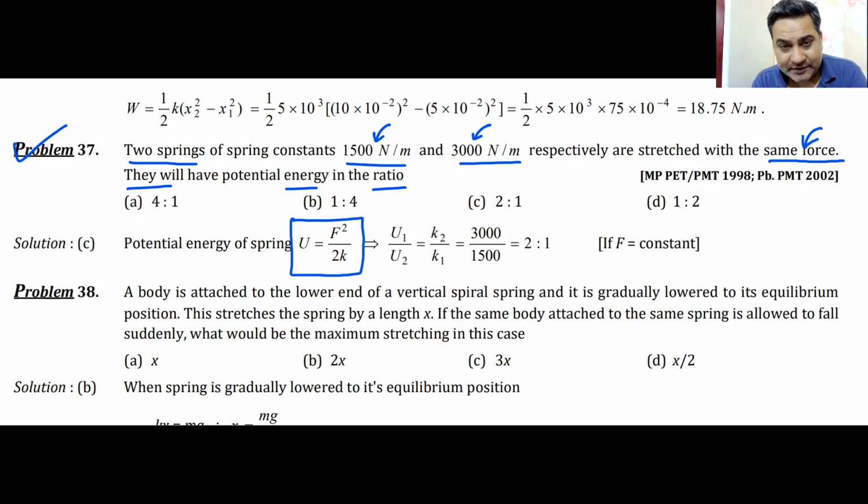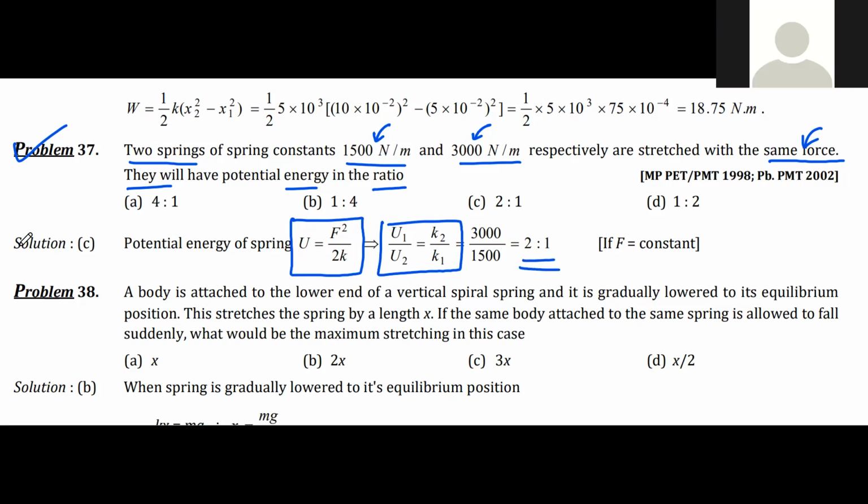So energy 1 divided by energy 2, if you divide the two energies, F and F will get cancelled because F is common, F is same. You will have U1 by U2 equal to K2 by K1. This is what you will get. When you solve it, you will get the ratio as 2:1. Do we understand this? Everyone got this?